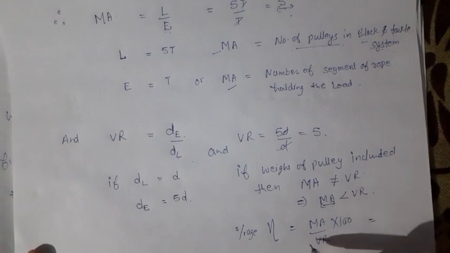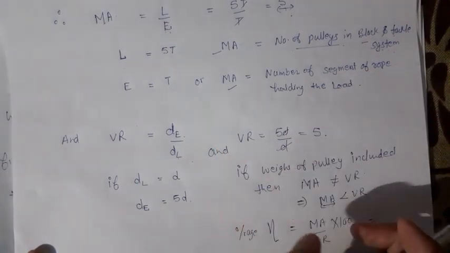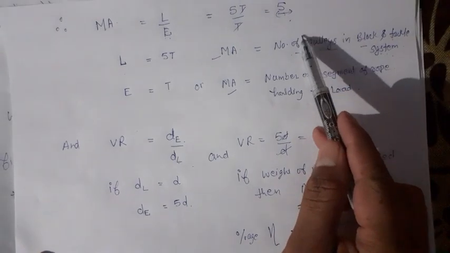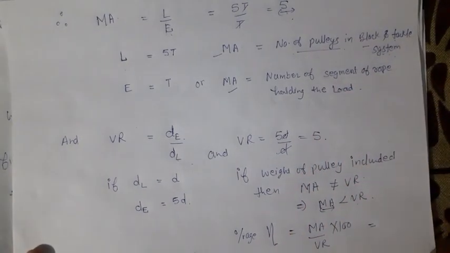Okay, but one more thing: why are we using this combination of pulleys? You can see that mechanical advantage is greater than 1. Okay, it is greater than 1, so it is generally used for force multiplication.